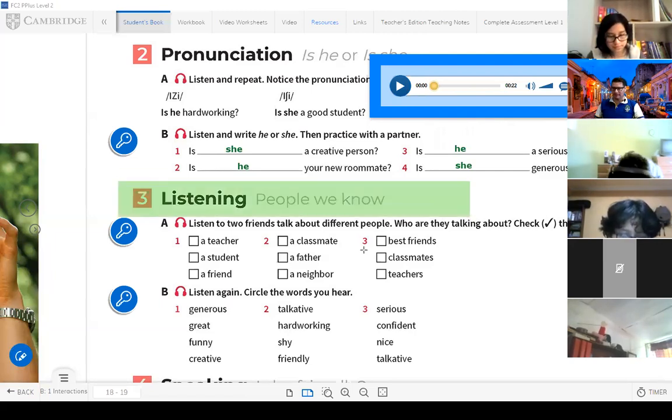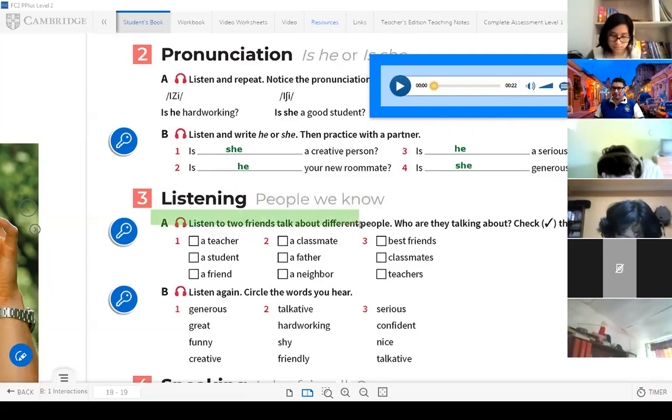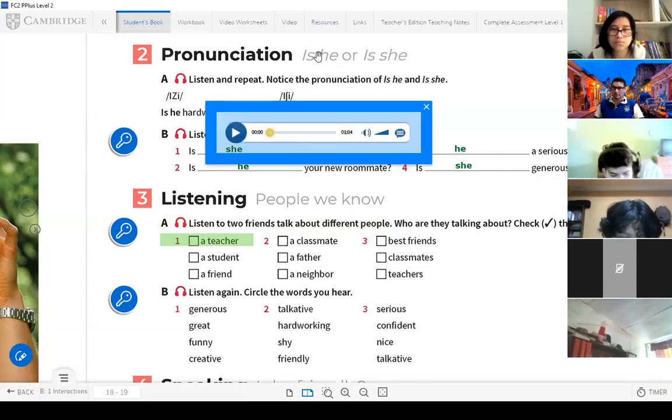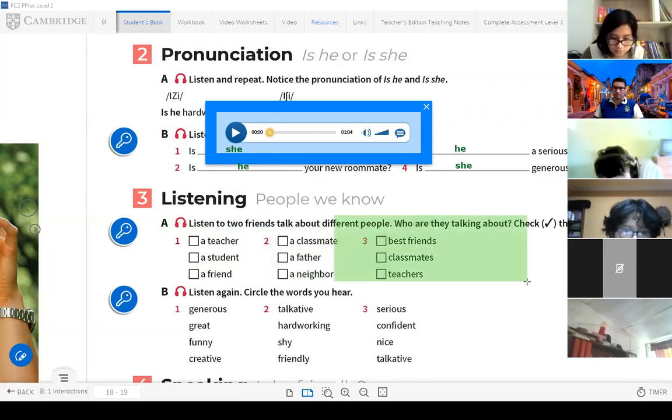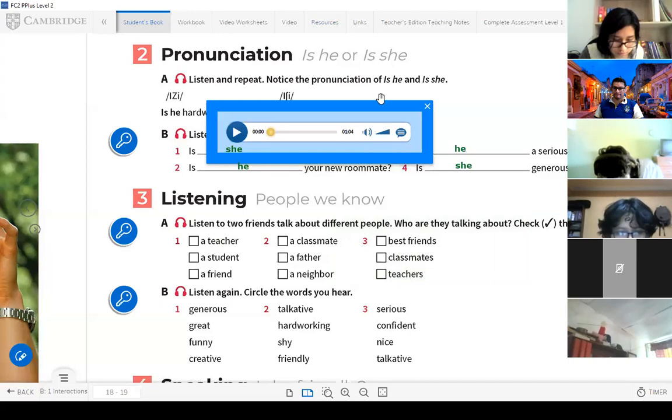There is the listening. It says, people we know. Listen to two friends talk about different people. Who are they talking about? Check the correct answer. For example, in number 1, who are these two friends talking about? Are they talking about a teacher, a student, or a friend? What about number 2? Who are they talking about? A classmate, a father, a neighbor? In the same way for number 3. Pay attention. Here we have the listening. One moment.